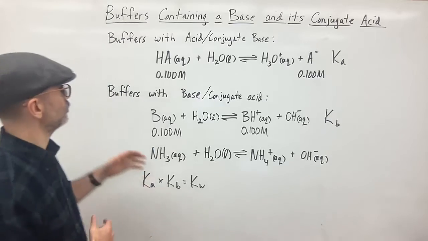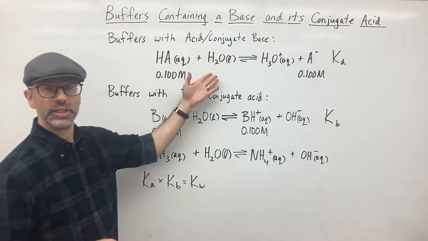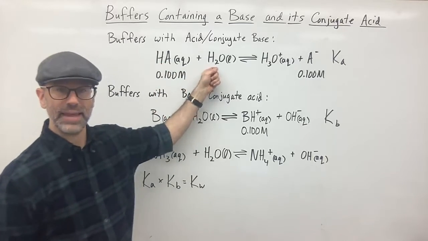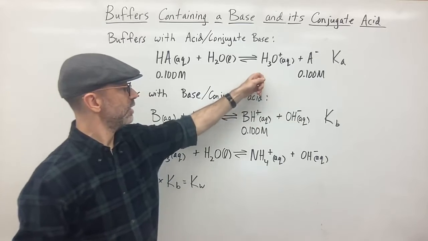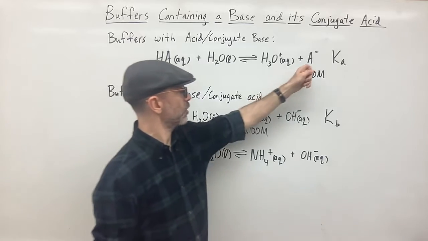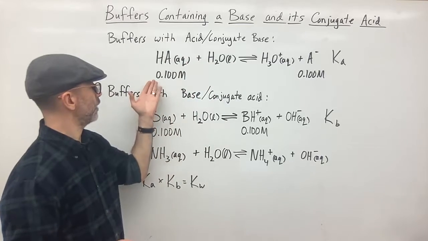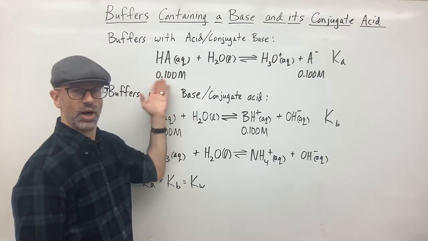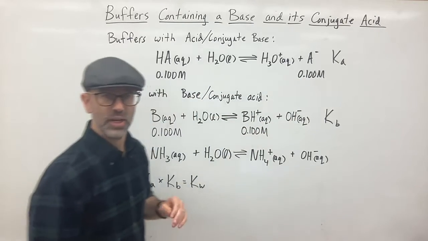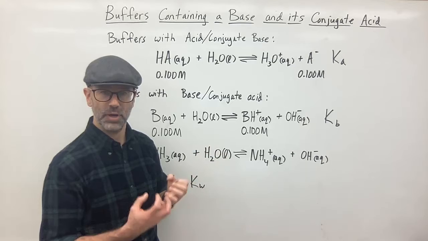Just to remind ourselves, we were talking about buffers that have an acid and conjugate base combo. Generically, it would look like this, where you have some weak acid that reacts with water to form H plus, and you have your weak conjugate base. A buffer with these species would have, for example, 0.100 molar of your acid and maybe 0.100 molar of your conjugate base. These are the species involved in your acid-base buffer.